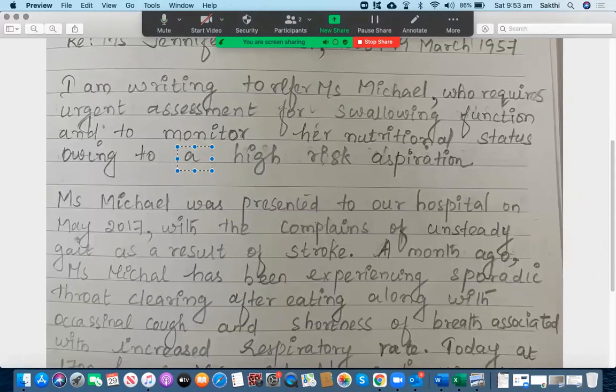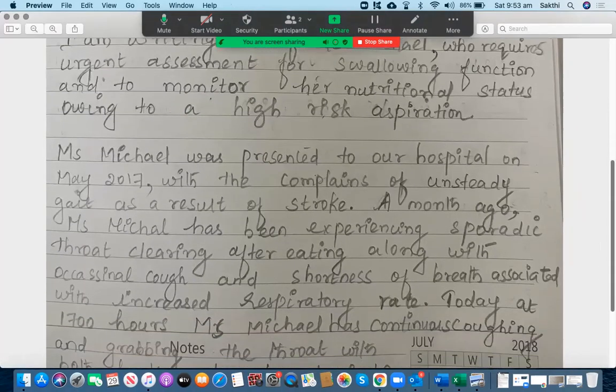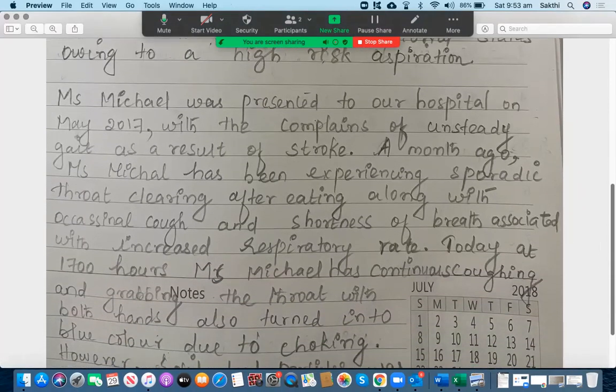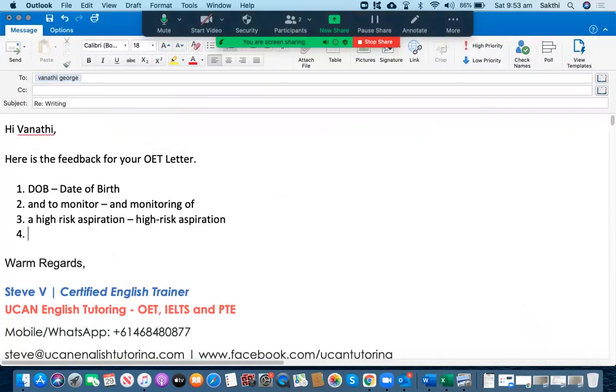I'm happy with that. Miss Michael was presented to our hospital on May. It's not on May. Remember that for the month, if it is only the month and year, you have to use in, not on. For example, you can say to our hospital in May 2017. It's not on May 2017. You should say in May 2017. So that's how you should write it down.